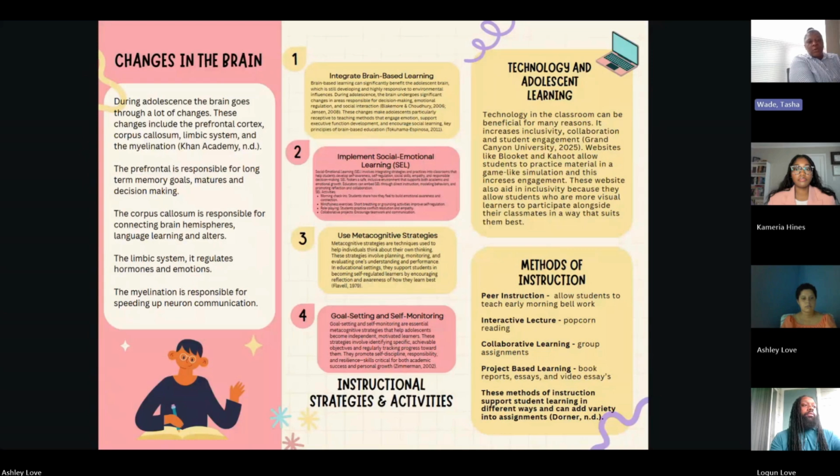The next thing I would like to discuss is myelination. Myelination is important because it enhances the speed and the efficiency of neural communication by wrapping around neurons and forming an insulating layer. This is crucial for efficient transmission of nerve signals.